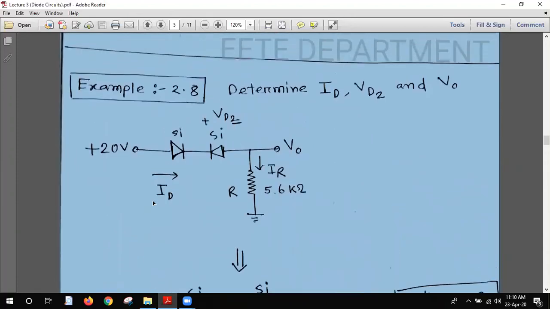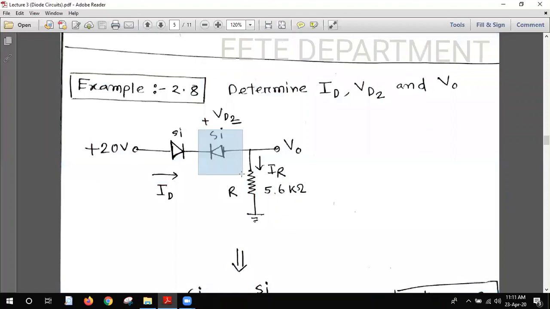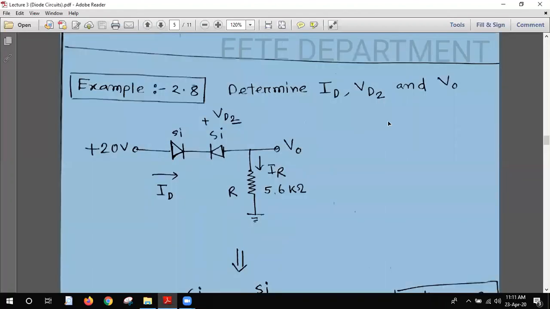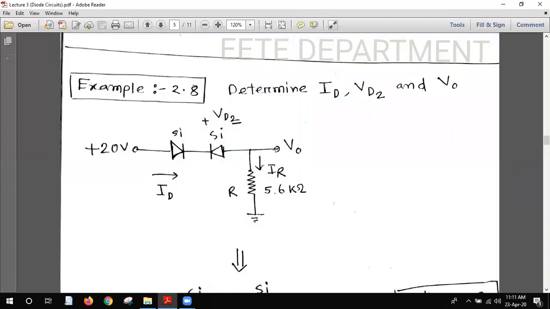In this diode configuration, we need to find the diode current, the voltage drop across the second diode, and also the output voltage. See that V output is given here. Suppose it is positive, that's why we will deal with it that way.